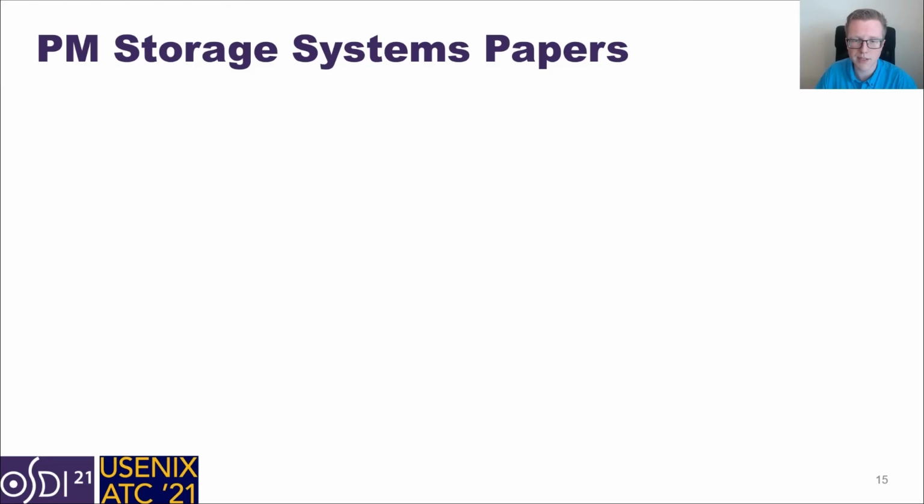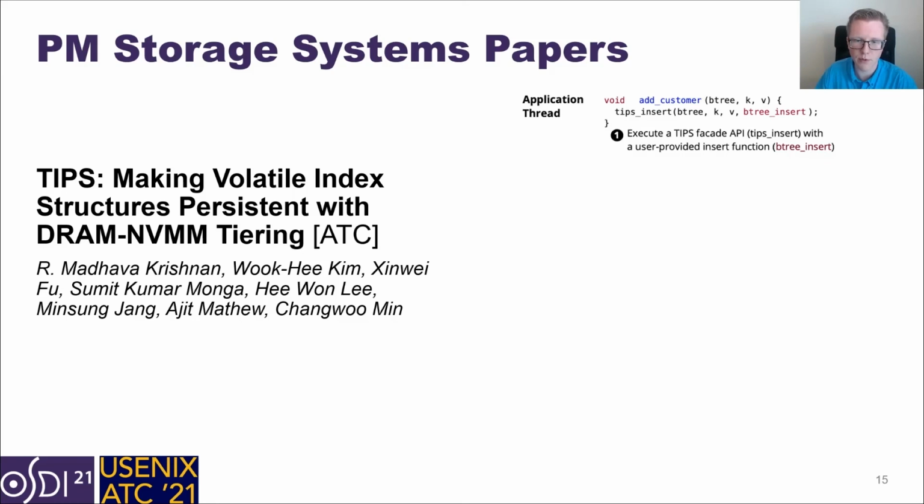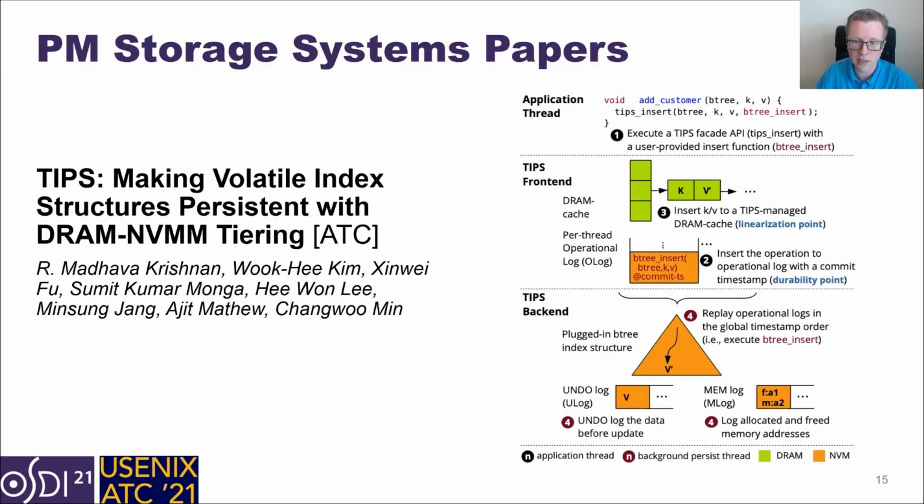Along similar lines as Ayudante, we have TIPS, which provides a data structure agnostic framework for porting volatile index structures to persistent memory. TIPS provides a novel logging framework to provide efficient crash-consistent updates while also providing durable linearizability for concurrent indexing structures. The authors demonstrate that TIPS is able to provide 3 to 10 times higher performance than prior persistent memory optimized structures while providing strong consistency guarantees.